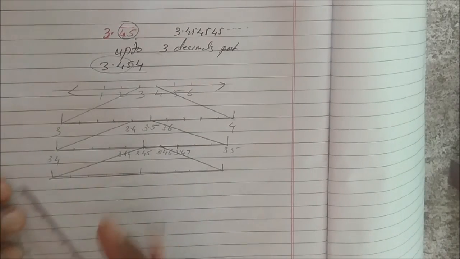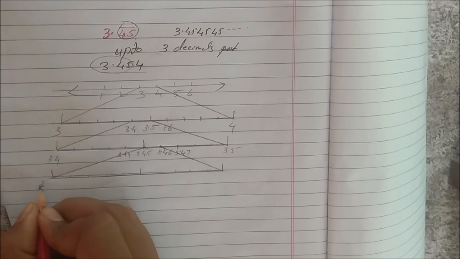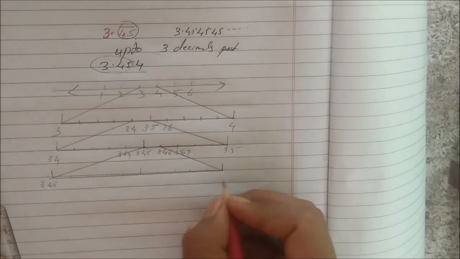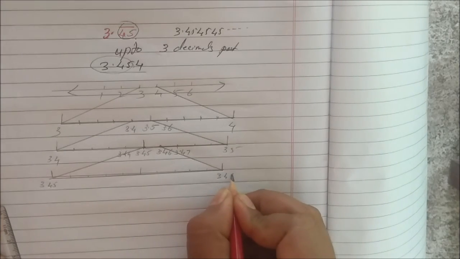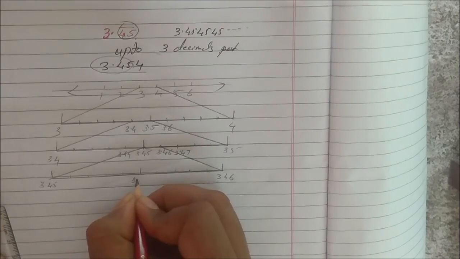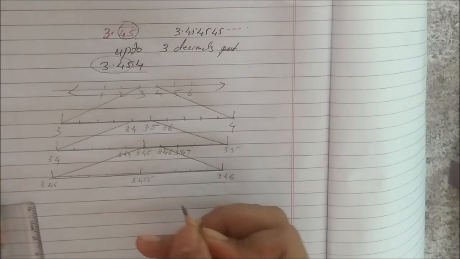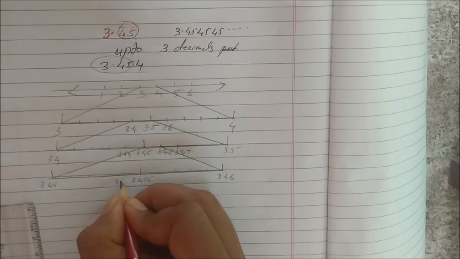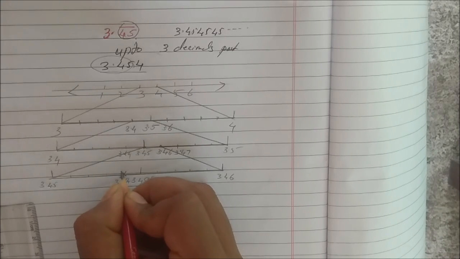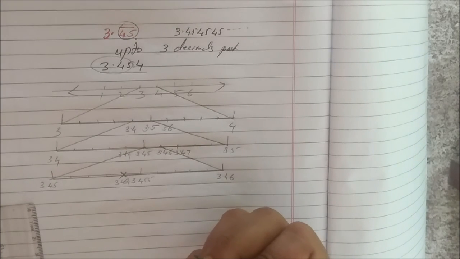Okay, and this is 3.45, and this is 3.46, and this is 3.455, and this point is 3.454. So this is our required point. We are marking this point.